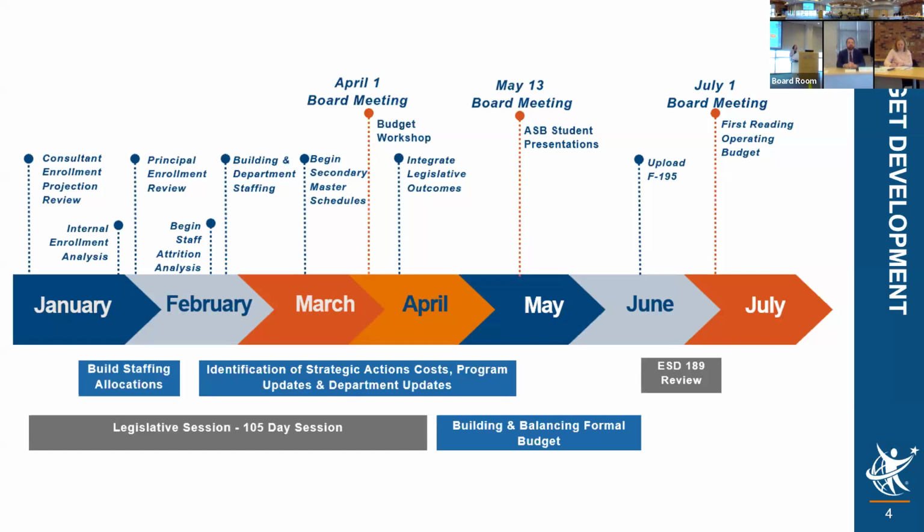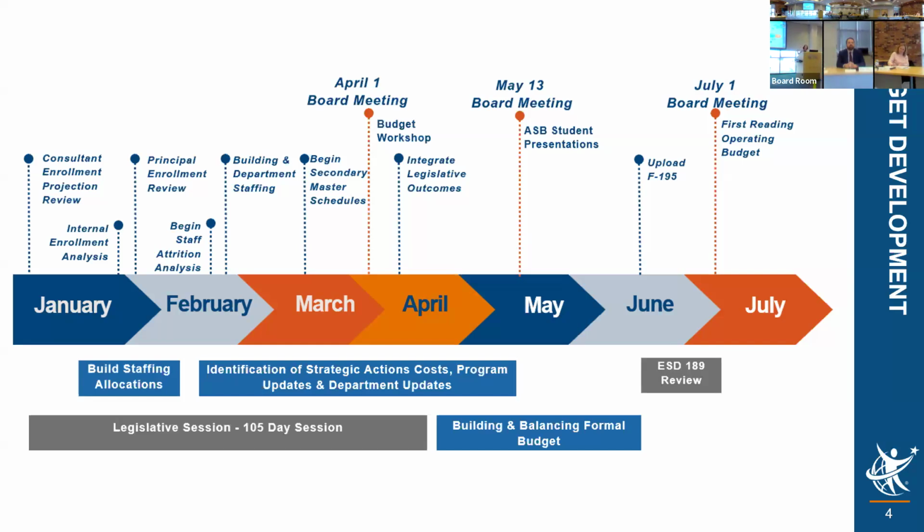Tonight, we have a board meeting where we're engaging in our budget development process as a workshop, and then ultimately in April, we'll be integrating any of the legislative outcomes for the 2025 legislative session. I also want to highlight that our students have been working on their associated student body budget development processes at our secondaries, and then the high schools will be presenting to the board on May 13th. Ultimately, we will upload that information to the ESD and then come to the board in July for the first reading of the operating budget.